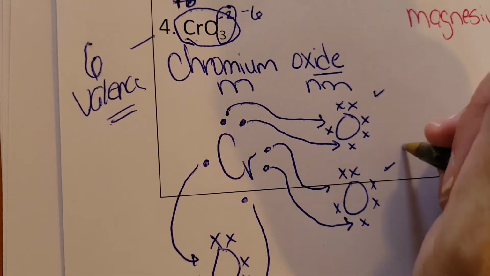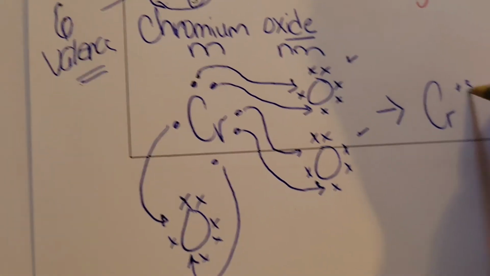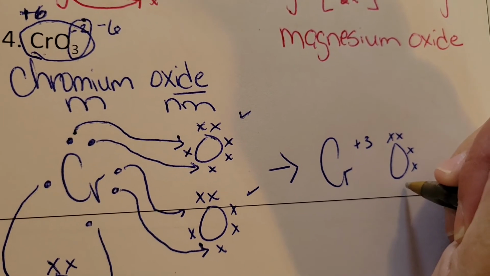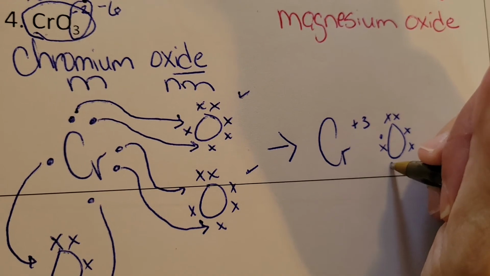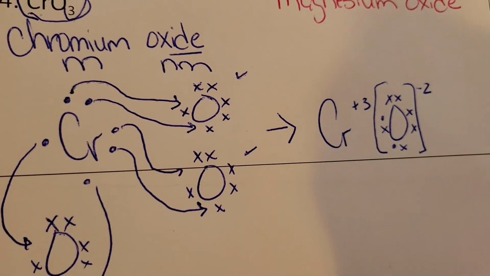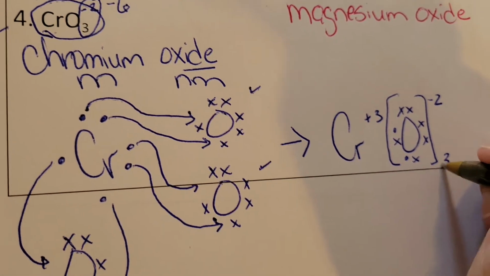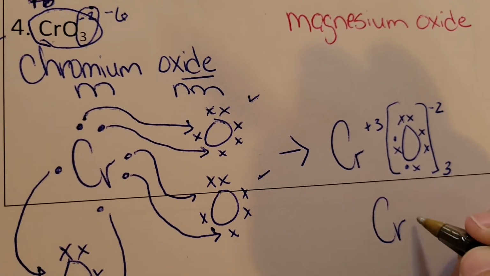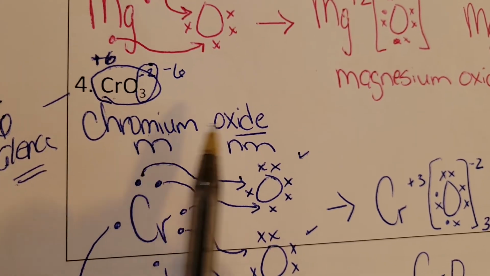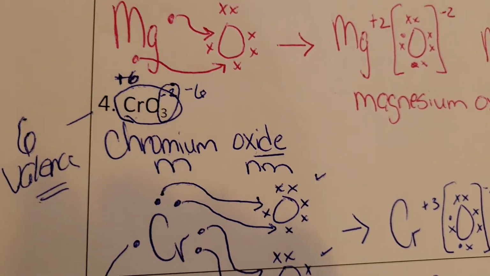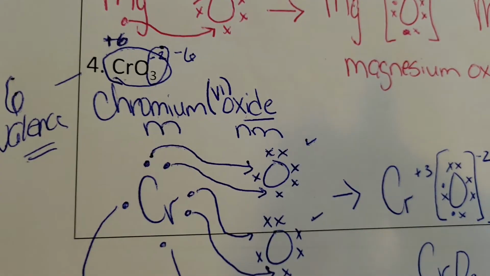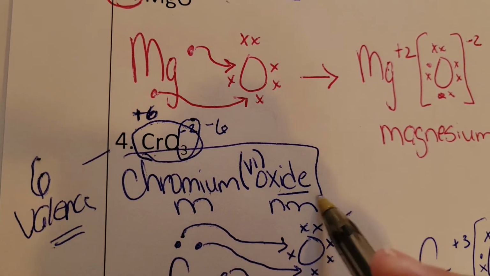Okay. So I end up with chromium with a +6 charge. And then I end up with oxygen that has 6 of its own. Each oxygen gained 2. So each oxygen has a -2 charge. And there were 3 oxygens, so CrO3. So that's where CrO3 comes from. So to go back to name it now, chromium oxide, I have to indicate which chromium it is. It was a chromium with a +6. So we need to have chromium 6 oxide to get our full name.